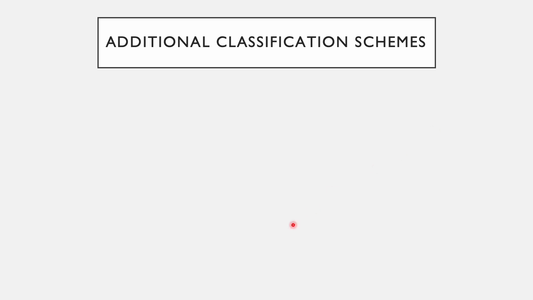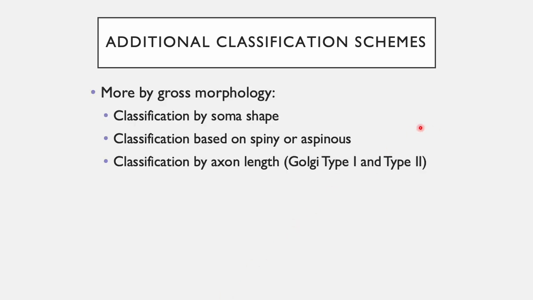There are also different classification schemes we're going to talk about. So we've already discussed that neurons can be classified by their soma shape, meaning their cell body. For example, we've discussed stellate neurons that have a star-shaped body and pyramidal neurons that have a pyramid-shaped body. They can be classified on whether they're spiny or aspinous, meaning if they have dendritic spines, but they can also be classified by their axon length. And this is referred to as Golgi type 1 and type 2 neurons.